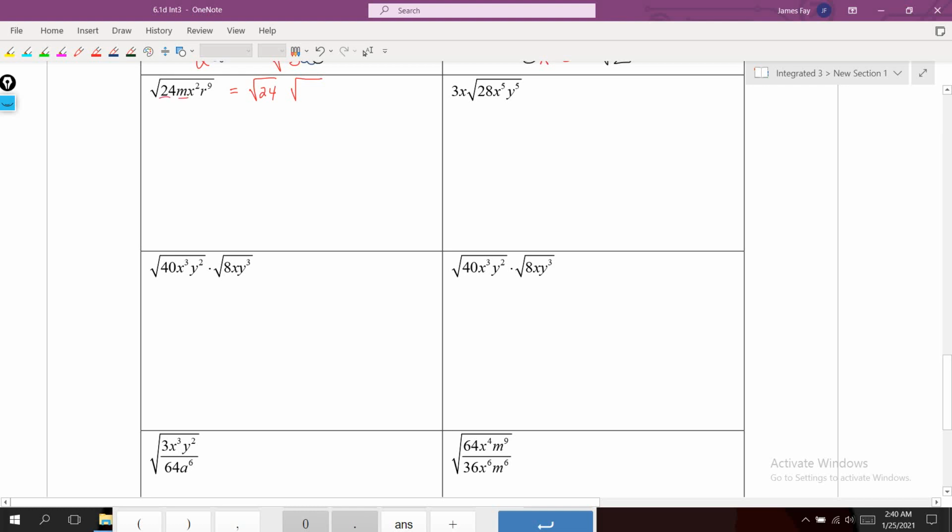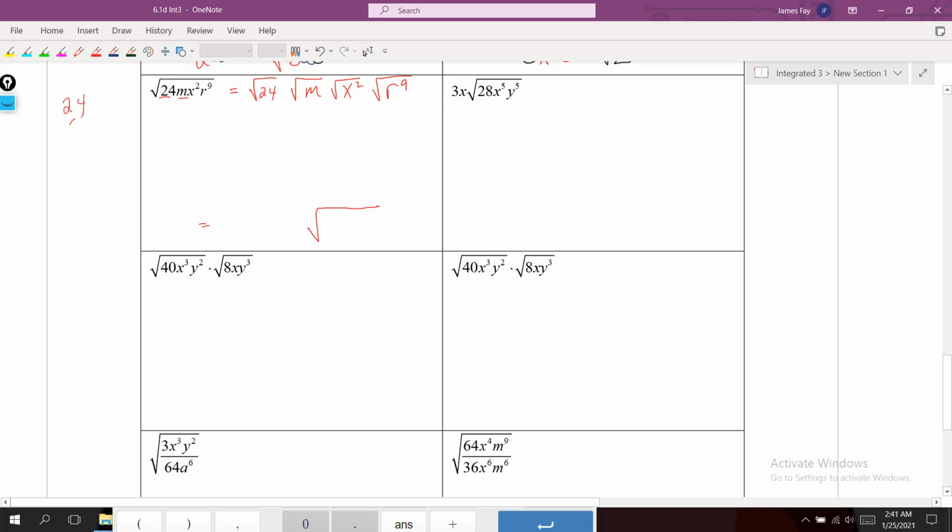So 24m x squared r to the ninth. Some people like doing that. It's fine. Laws of exponents say that's okay. So when I'm done, we'll have something out front of the radical, something underneath the radical.